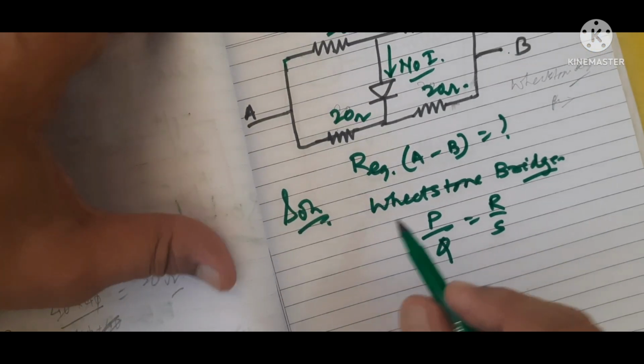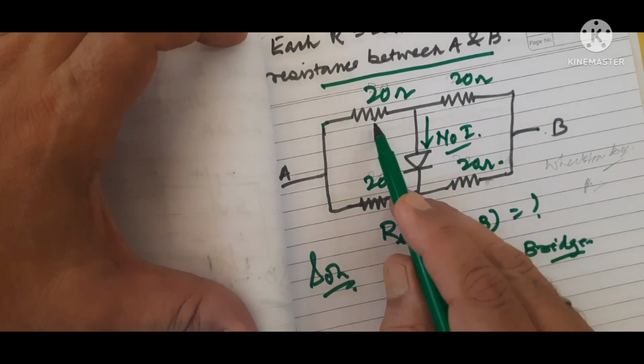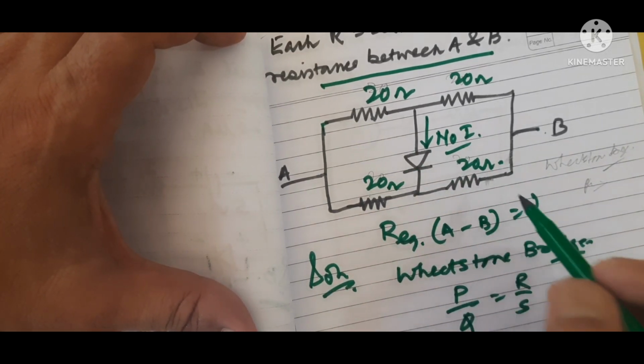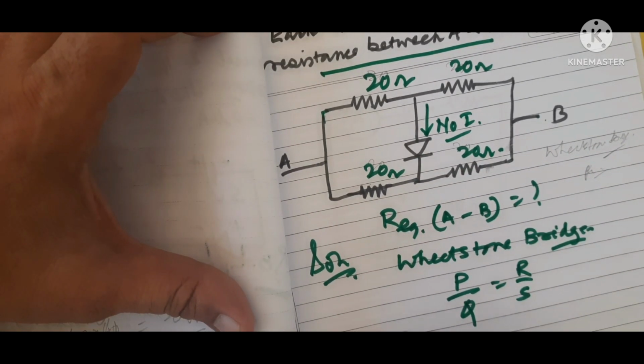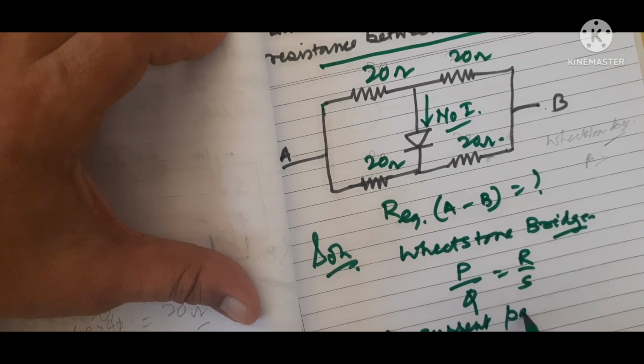If this is a balance condition, how is it understood that it is a balance condition? Because P by Q is equal to R by S, that ratio should be the same. If the ratio is the same, then no current passes through the diode. No current passes through the diode.